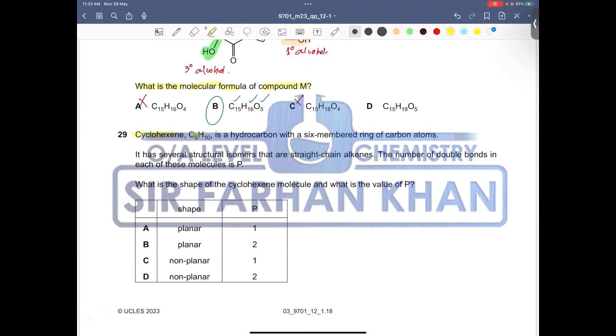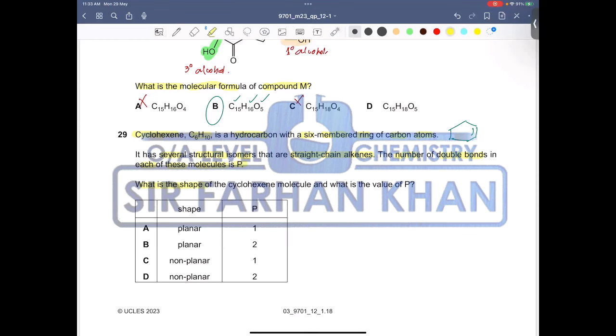Cyclohexene, C6H10 as a formula, is a hydrocarbon with a 6-membered ring of carbon atoms. That's the structure of cyclohexene, guys. That's what we have done in the class. It has several structural isomers that are straight chain alkenes. The number of double bonds in each of these molecules is P.